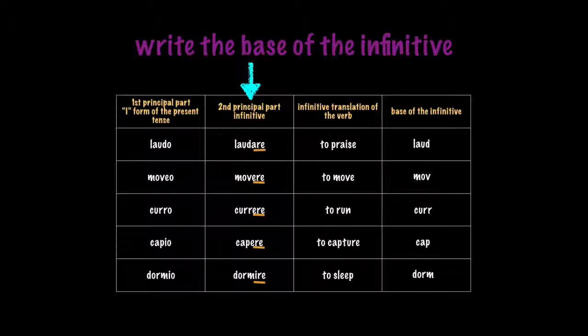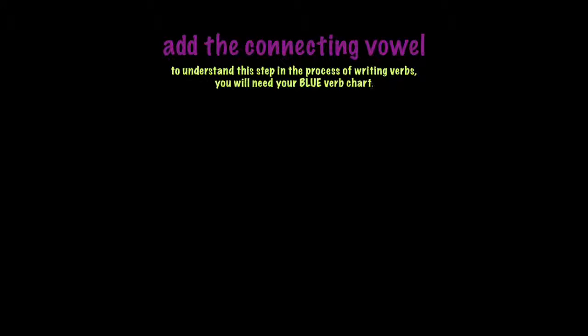Now we are ready to move on to step 2, adding connecting vowels. To understand this step in the process of writing verbs, you will need your blue verb chart. Pause the video now and get it from your notes or the teacher, or use the electronic copy attached to this lesson.